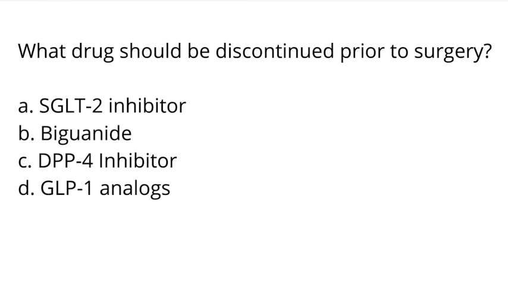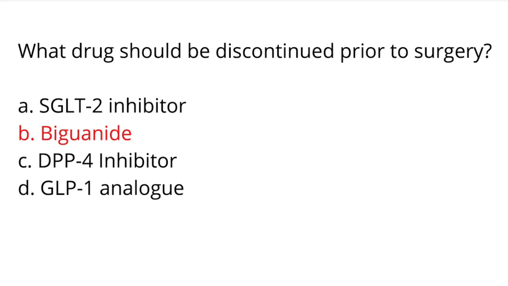Question 3. What drug should be discontinued prior to surgery? A. SGLT2 inhibitors. B. Biguanides. C. DPP-4 inhibitors. Or D. GLP-1 analogs. And the answer is option B, biguanides. So metformin is a biguanide, and it's very important that this is discontinued at least 48 hours before surgery because severe lactic acidosis can occur due to surgical stress.